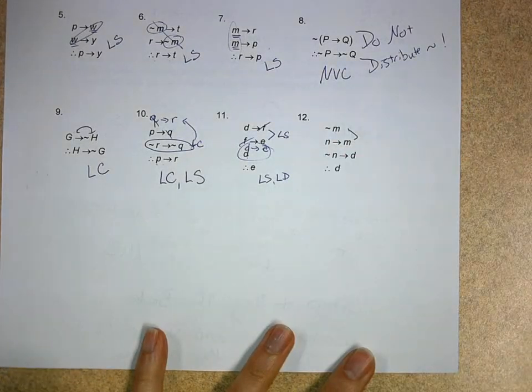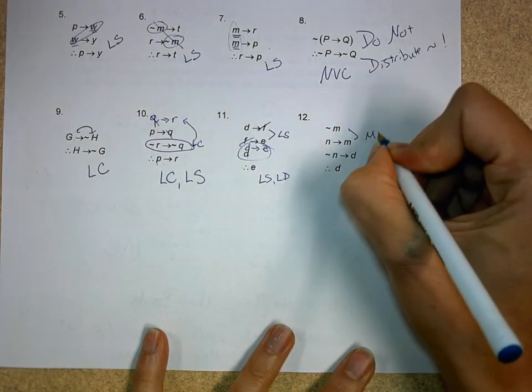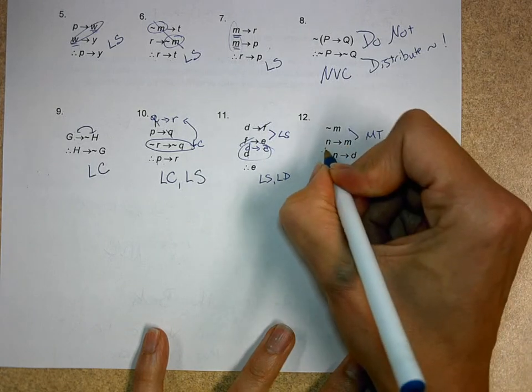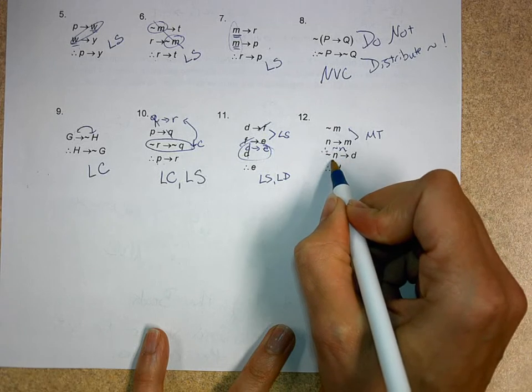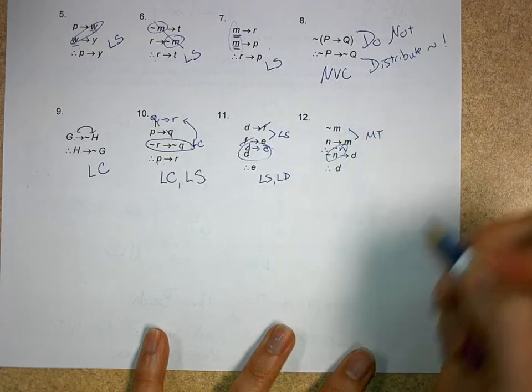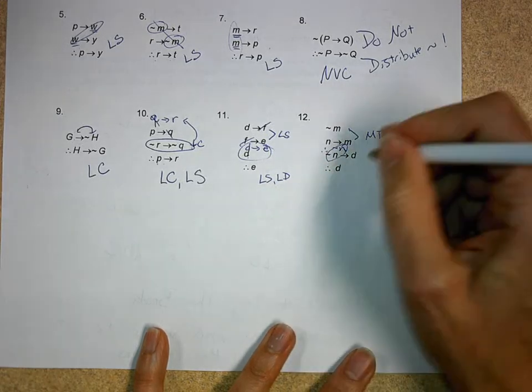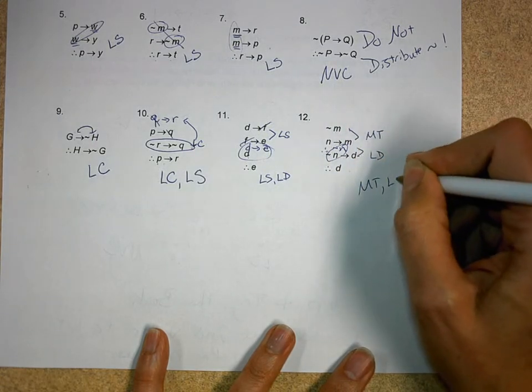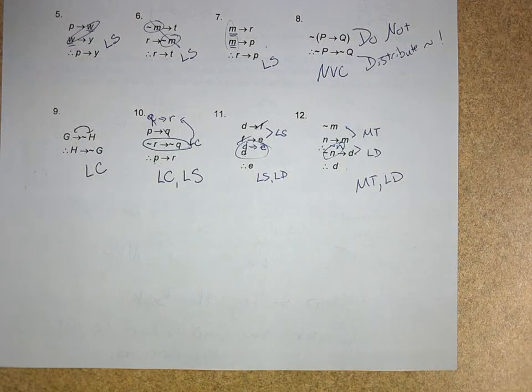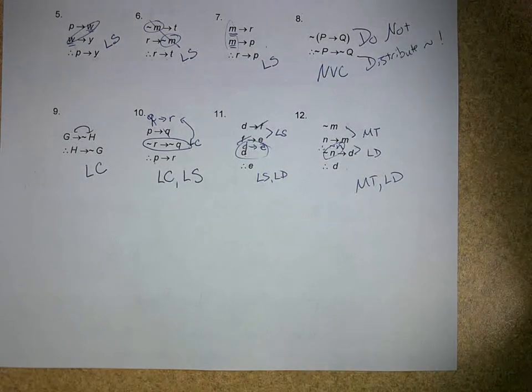Now I'm going to show you the next one. Can I combine these two? Yes, I can by modus tollens. I get a therefore what? Not N. Oh, look, now I have a not N and I have therefore not N, then D. Oh, look, that's law of detachment. So those two combined used LD. So this one was modus tollens and law of detachment. All right, guys, I hope this helps you out a little bit and works well for you.